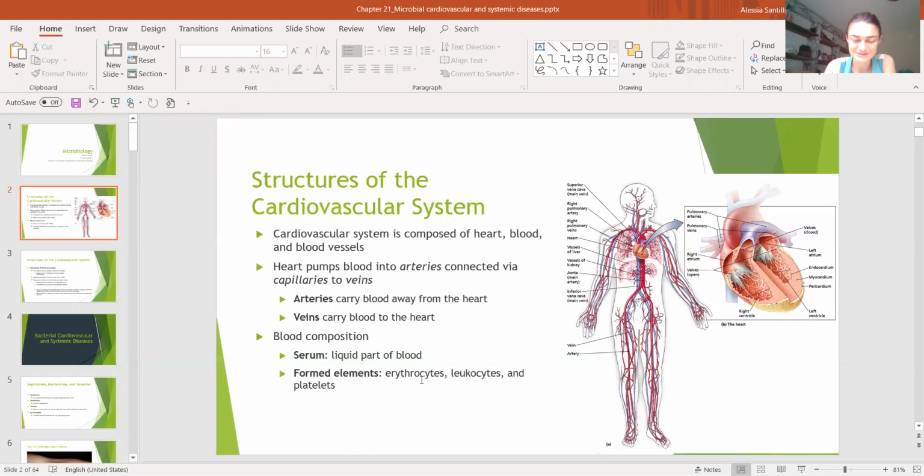It's a pump, right? So we have a pump. It's basically this. We have these two chambers, the upper atria and then the lower ventricles, right? And then the heart pumps blood throughout the rest of your body.